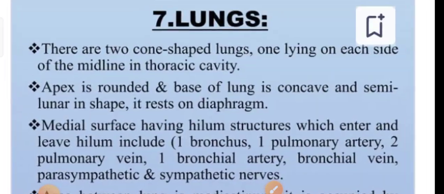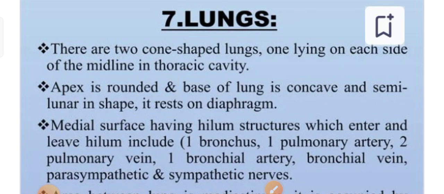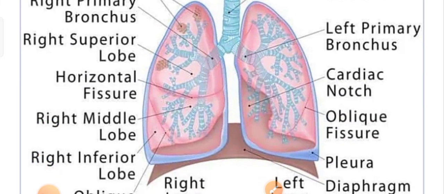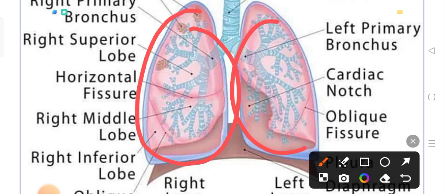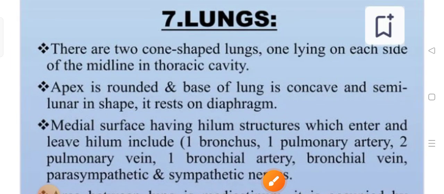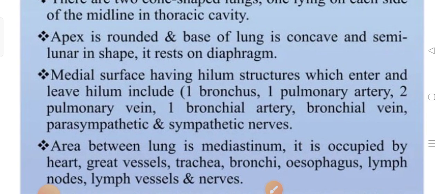Next, coming to the lungs. There are two cone-shaped lungs, one lying on each side of the midline in the thoracic cavity. See here. So these are the lungs. The apex is rounded, the base of the lung is concave and semilunar in shape, and it rests on the diaphragm.